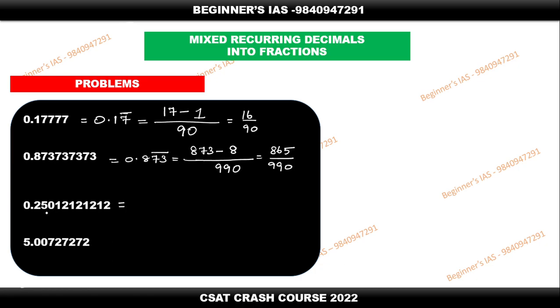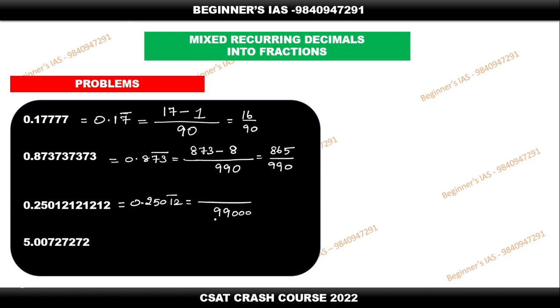So here 0.25012, therefore 0.250 not recurring but 12 recurring. So what is the procedure? How many numbers are recurring after the decimal? 1 and 2 only, therefore 2 numbers, therefore 99. How many numbers not recurring after the decimal? 250, 3 numbers, therefore you have to put 3 zeros.